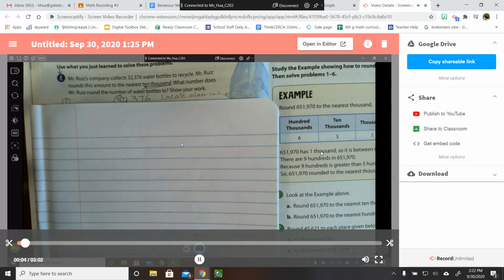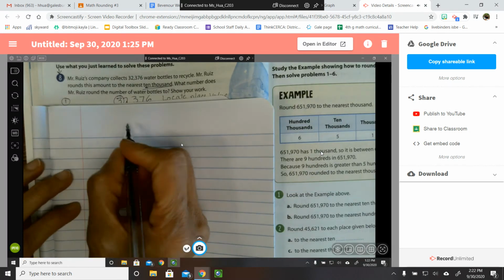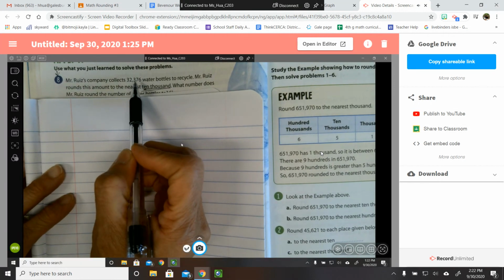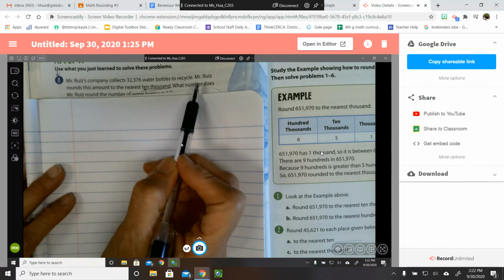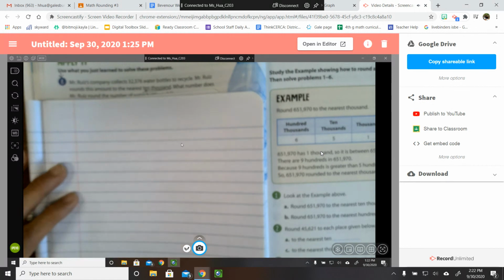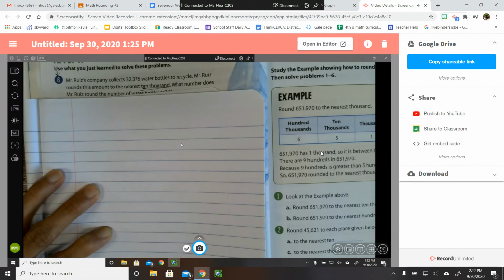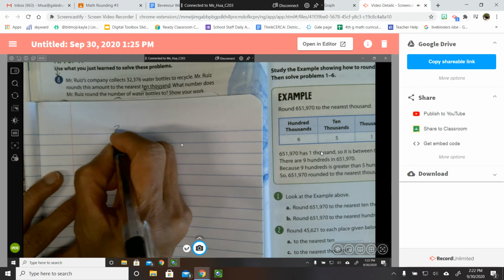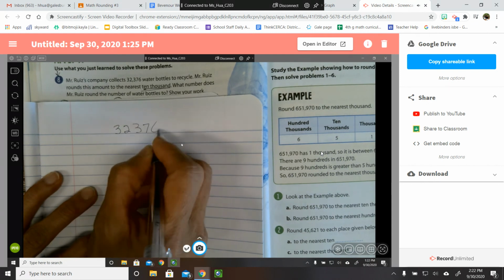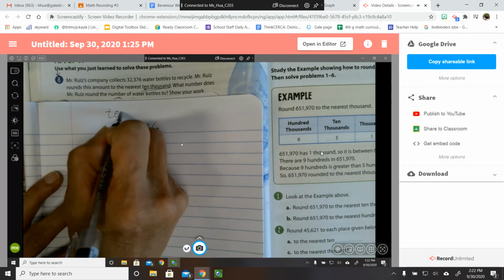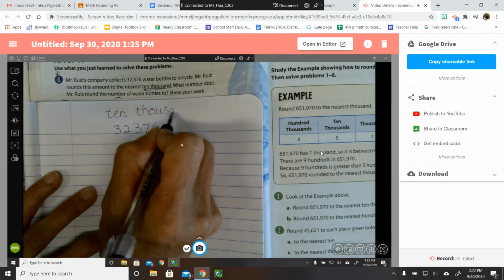This is rounding to the nearest 10,000. So we have a problem of a company that collects 32,376 water bottles to recycle. And Mr. Ruth rounds this number to the nearest 10,000. What number does he round the number of water bottles to? So the first step, I'm going to write down the 32,376. And then it says 10,000, so I'm going to write the word 10,000 on top because that's what he's rounding it to.